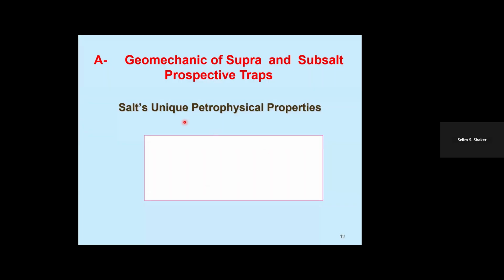Salt has very unique petrophysical properties. What is it? Low density. Compared to the surrounding sediments, it has low density, so it can float. Also, impermeable. Impermeable means a good seal. If any deposits with hydrocarbon are under that salt, there is a good possibility to find hydrocarbon in it.